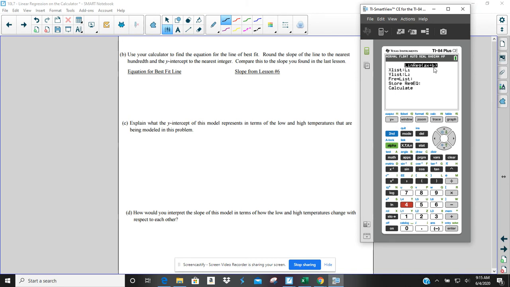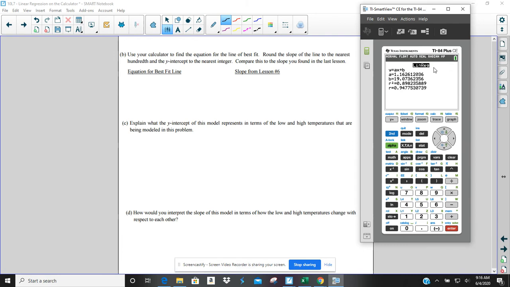Okay. Now it says AX plus B. That's going to be an equation of a line, right? Y equals MX plus B, the A instead of the M, yes. So L1 is going to be my X's, L2 is going to be my Y. Don't worry about that. Usually it's going to be in order. In this stage of the game, we don't have to worry about what's X and what's Y. Don't worry about the frequency list. Don't worry about the store. It's going to be blank, not a 0, just blank, and hit calculate.